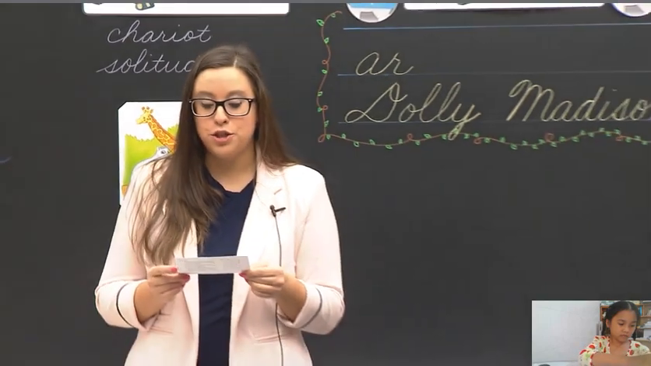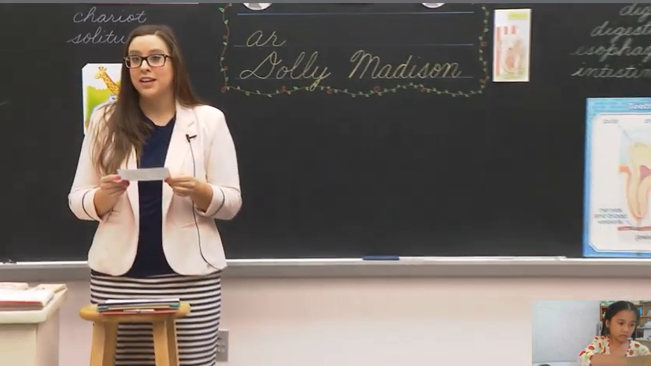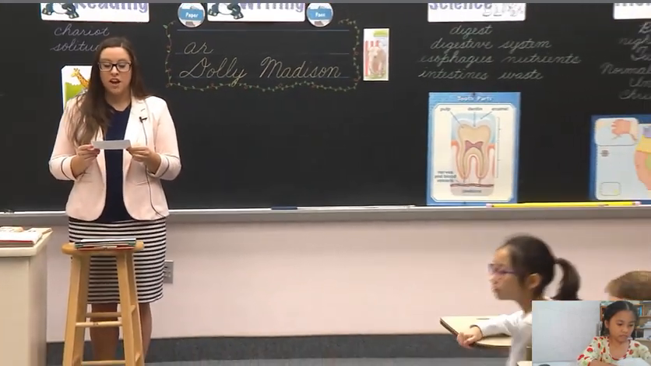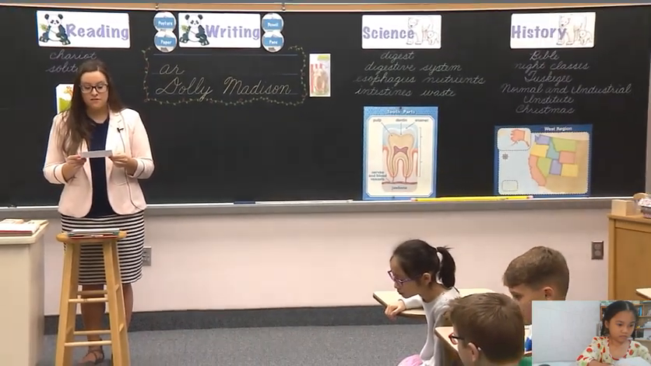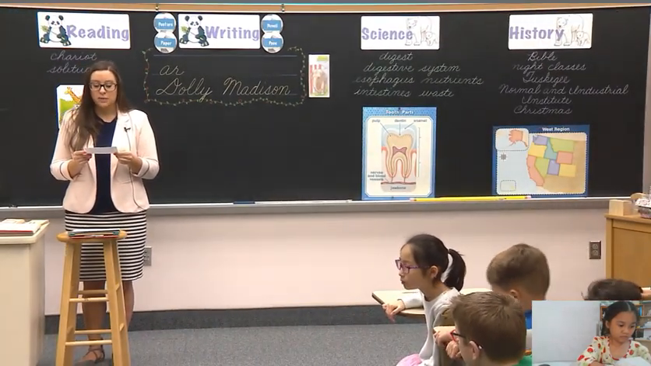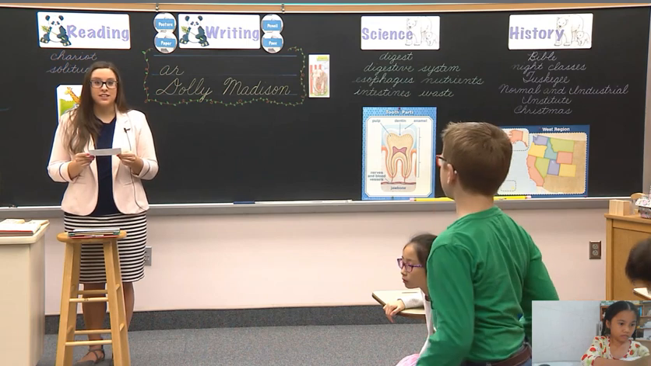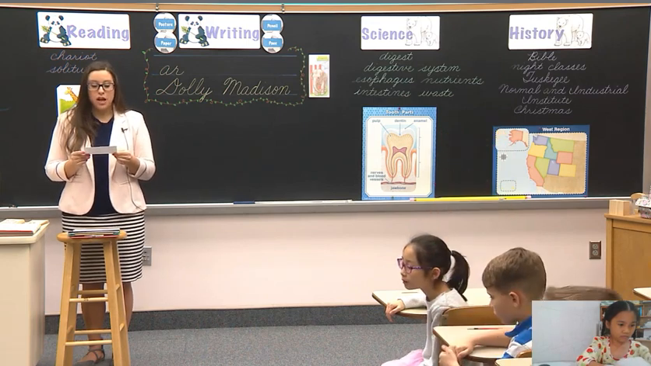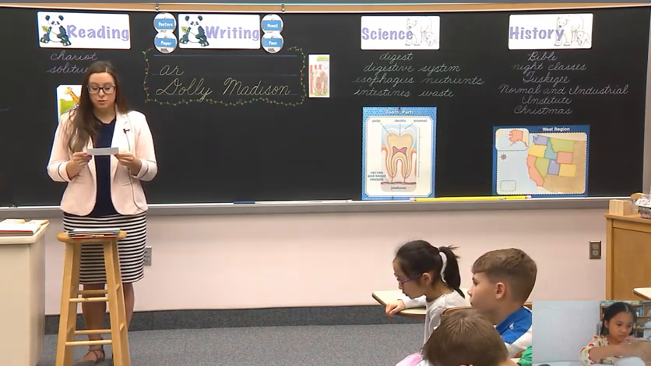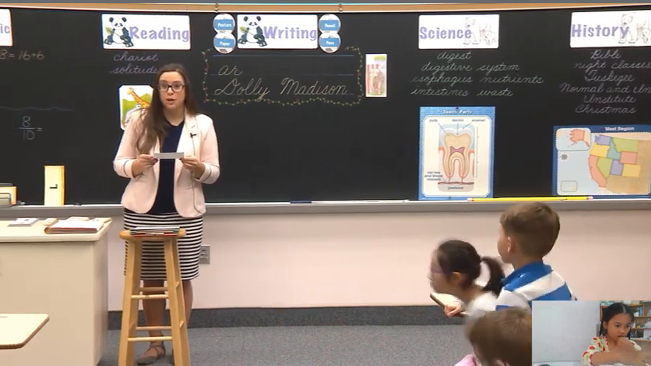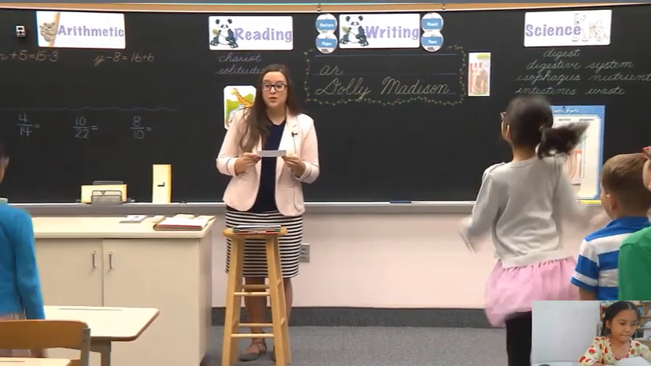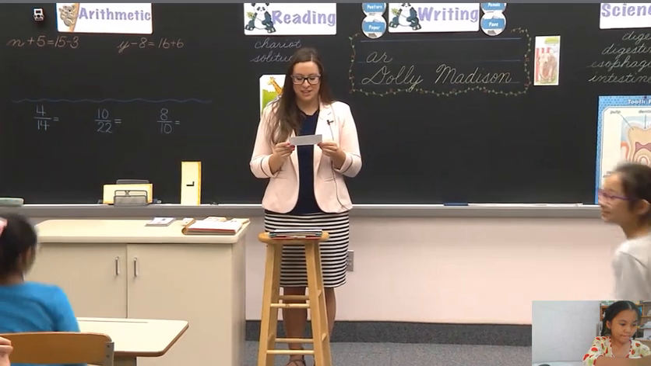3 times 3 times 3 minus 2 plus 5 equals, girls. 30. 30 is right. 5 plus 4 times 5 minus 3 divided by 6 equals, boys. 7. Yes, good. 2 times 5 divided by 2 plus 6 equals, students watching. Anyone? 11. 11 is correct. Well done.